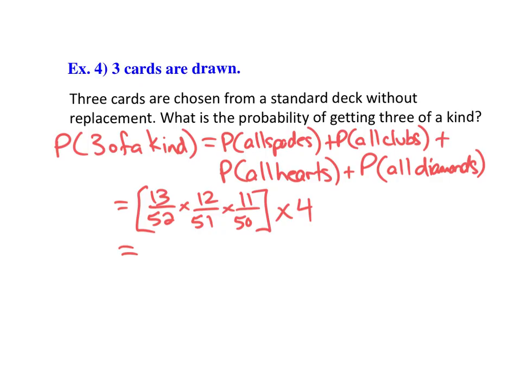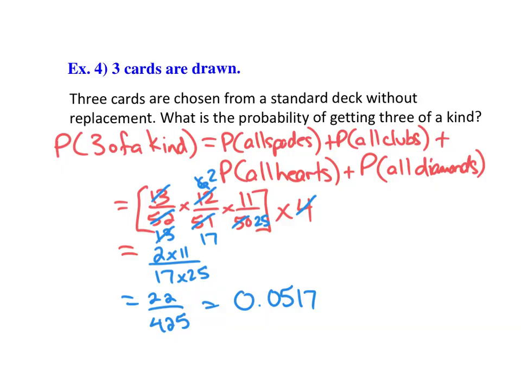I am going to say, though, that before we do this, you want to be looking for ways that you can reduce these fractions before you do this, because this is going to be awfully big numbers. Now, I did say that you can also just turn it into a decimal, but it's math class, so I like to use math. So when I do all my reductions, I end up with 2 times 11 over 17 times 25, or 22 over 425, or 5.2% chance of getting 3 of a kind.